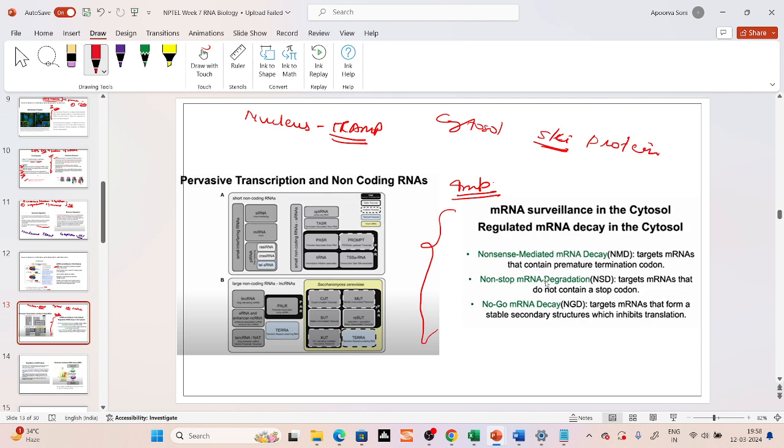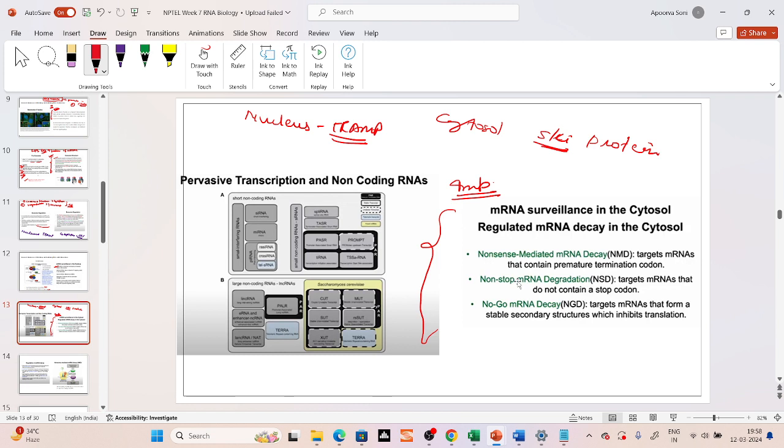Then non-stop mRNA degradation targets mRNAs that do not contain a stop codon. It is going to keep translating. That is also wrong. Premature termination of translation is not required, and continuous translation is also not required. The mRNA should be translated up to the optimal length, not less than that, not more than that. Either case is detrimental for the cells.